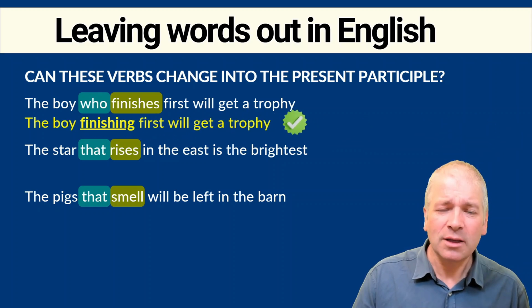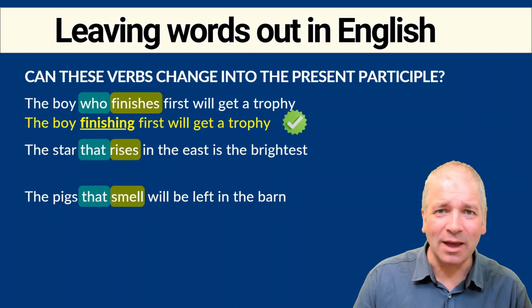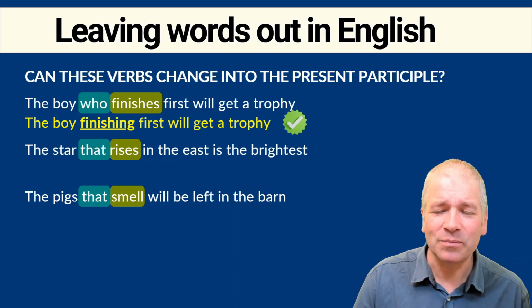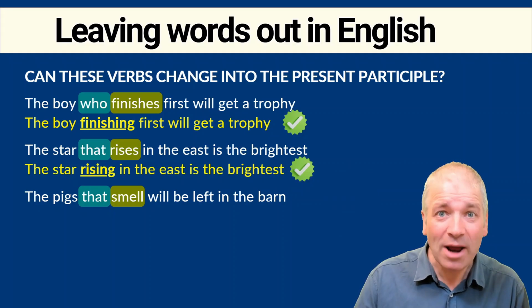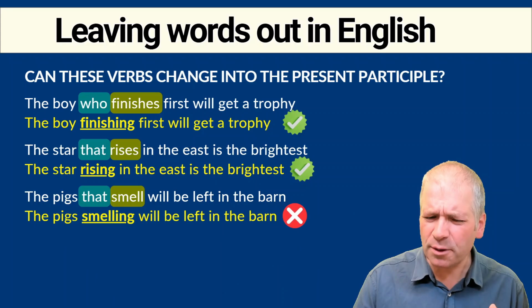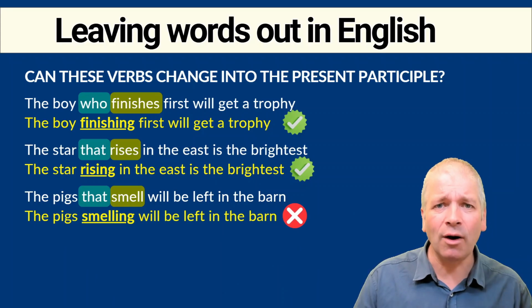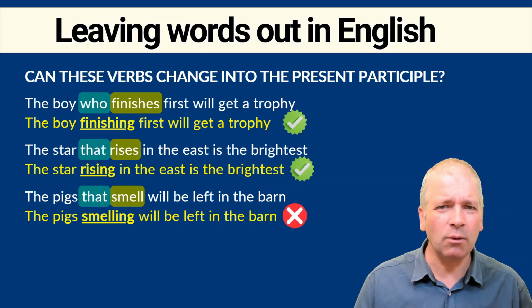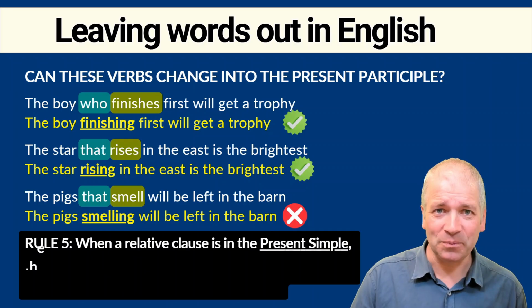The first one, yes you can. The boy finishing first will get a trophy is grammatically correct. The second one also. The star rising in the east is the brightest. But not the last one. The pig smelling will be left in the barn. No, we can't do that. Now, why? What's the difference? Well, this is the rule to follow.